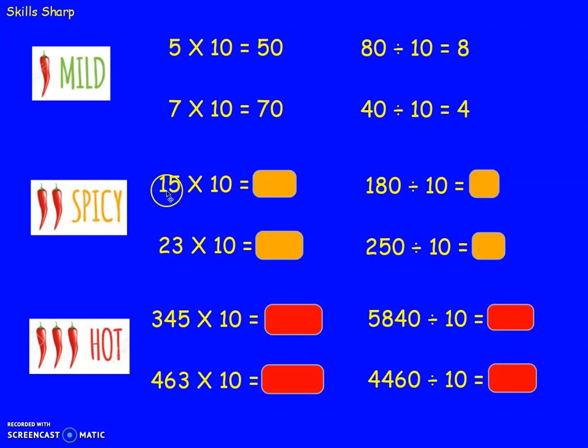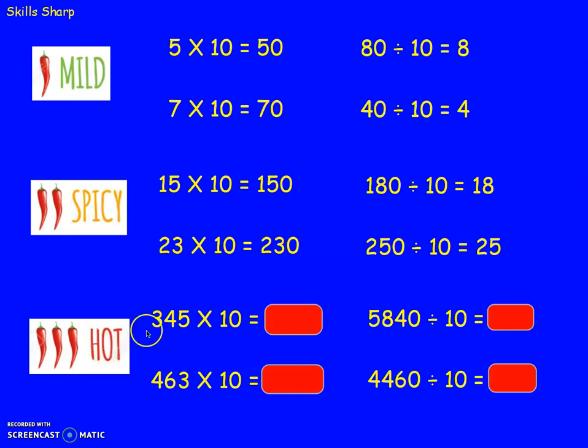Spicy then, let's have a look. 15 times 10 is 150. 23 times 10 is 230. Let's have a look at the division. 180 divided by 10 is 18. 250 divided by 10 is 25. Well done if you got those right. Give yourself a tick.